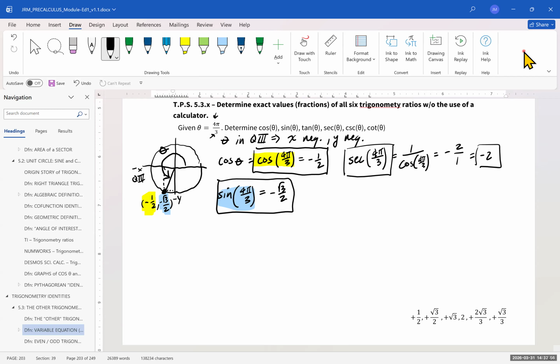All right, now let's do the reciprocal. The reciprocal of sine is cosecant. It's equal to 1 over sine of our angle. So we're just going to flip numerator and denominator. Can't have a square root in the denominator. So the cosecant is going to be negative 2 square root of 3 over 3.